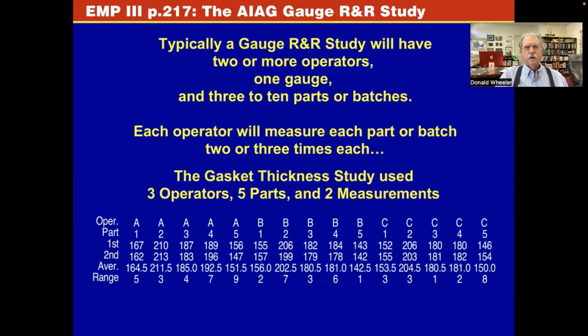Today we're going to look at the AIAG gauge R&R study. Typically, a gauge R&R study will have 2 or more operators, 1 gauge, and 3 to 10 parts or batches. Each operator will measure each part or batch 2 or 3 times each. Here, the gasket thickness study used 3 operators, 5 parts, and 2 measurements.